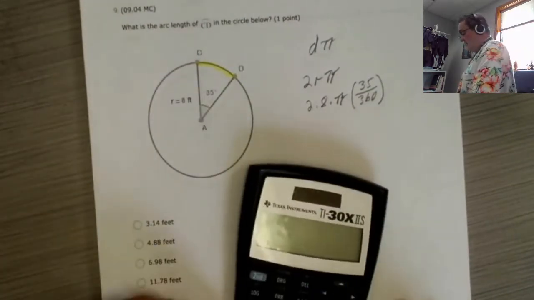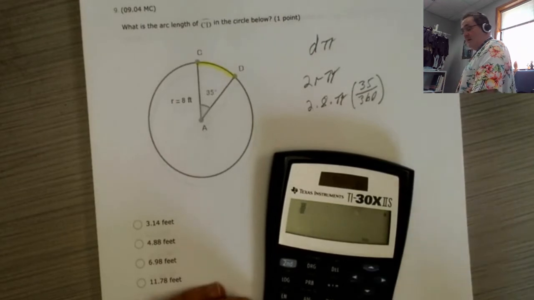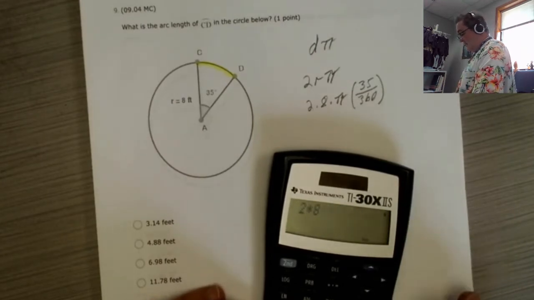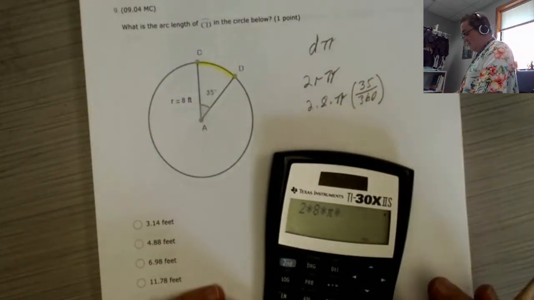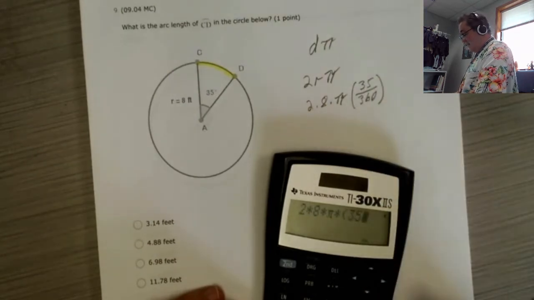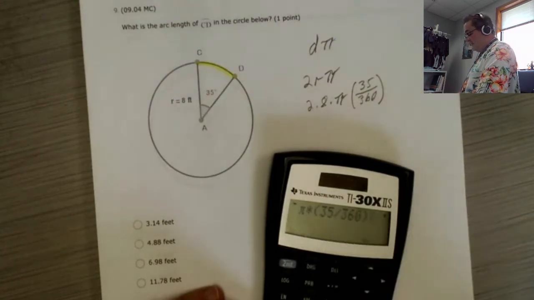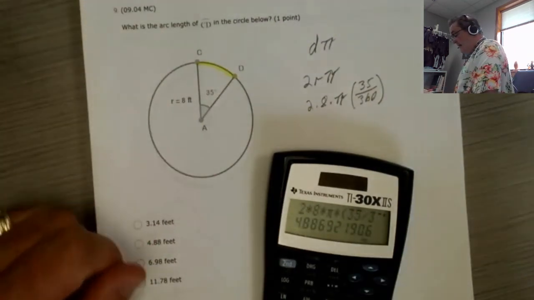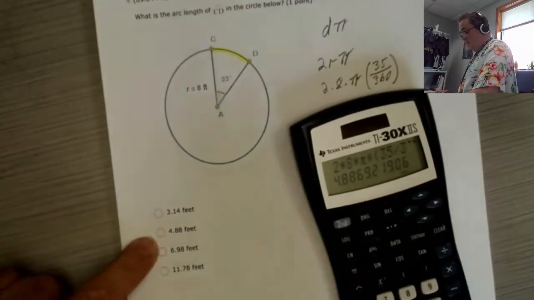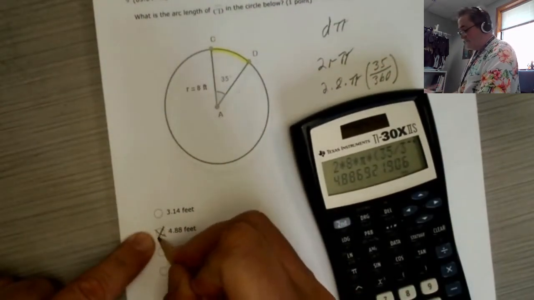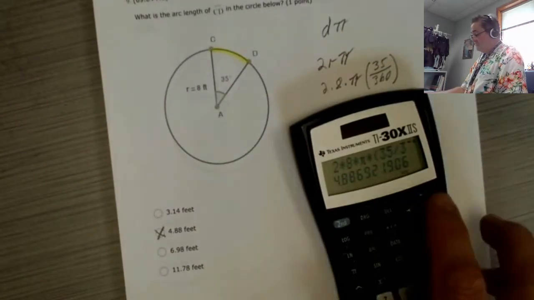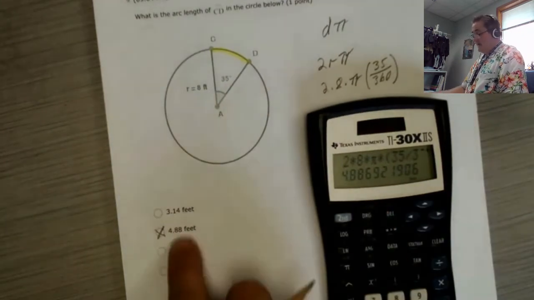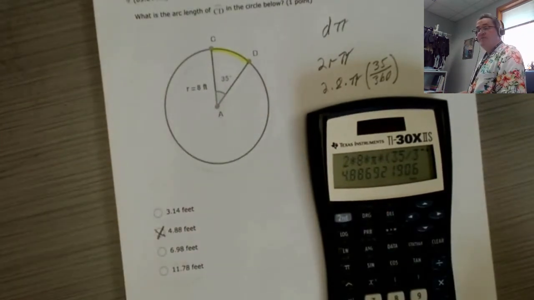Our calculator will give us an answer here. So, all right, 2 times 8 times pi times, and put parentheses, 35 divided by 360. And that's going to be 4.88692. So it is about 4.88, which is one of our choices right there. It should round up to 4.89, but of the choices they give us, that is the closest one, 4.88.